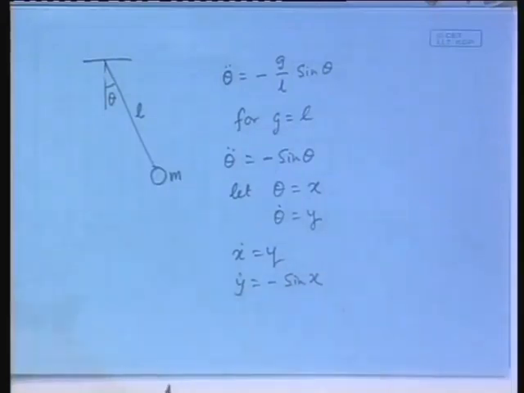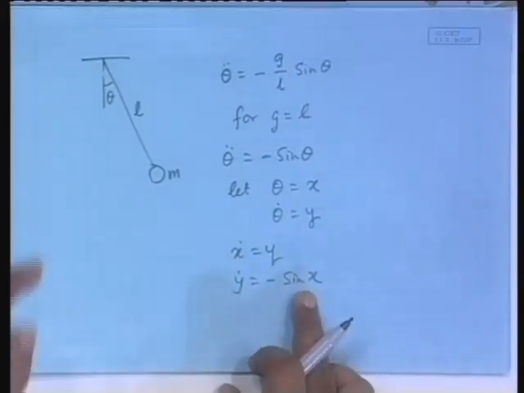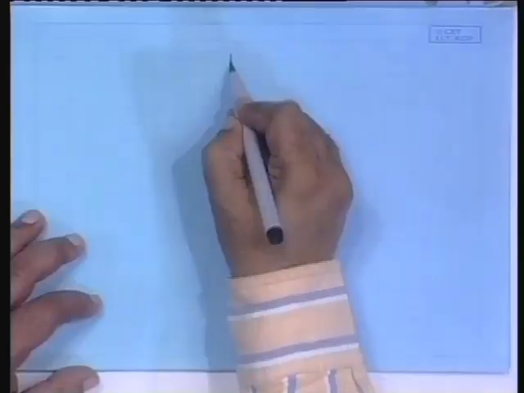Yeah, there will be an infinite number of equilibrium points. Y is equal to 0, of course, but sin x will assume 0 value for 0, pi, 2 pi, 4 pi, and so on and so forth. So, there will be an infinite number of equilibrium points, but let us draw a few of them.